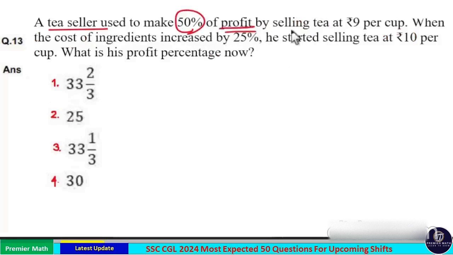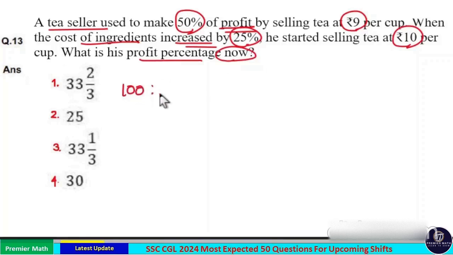A tea seller used to make 50% profit by selling tea at 9 per cup. When the cost of ingredients increased by 25%, he started selling tea at 10 per cup. What is his profit percentage now? Here profit is 50% means if 100 rupees is the cost price, 100 plus 50, 150 rupees is the selling price. 50 goes 2 times in 100, 50 goes 3 times in 150.